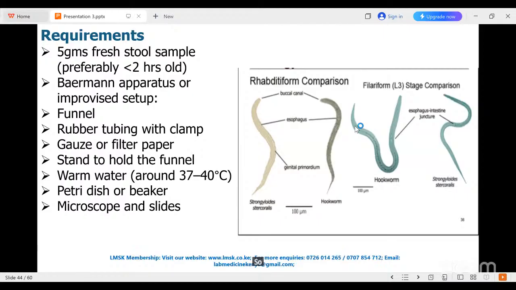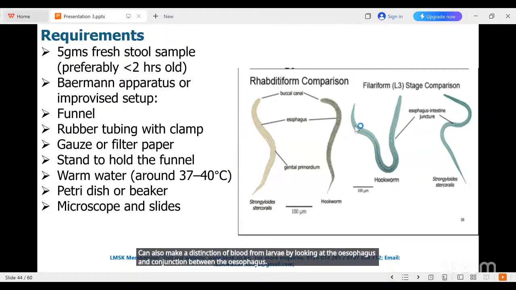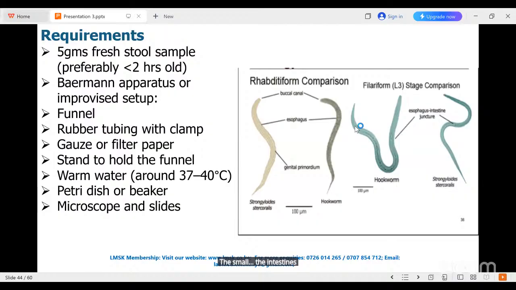So then hookworm eggs can hatch to rhabditiform larvae. This is how you can distinguish between a rhabditiform larva of Strongyloides and hookworm by looking at their mouth parts, the esophagus, and the genital primordium. You can also make a distinction of filariform larvae by looking at the esophagus and the junction between the esophagus and the intestines of the larval forms.